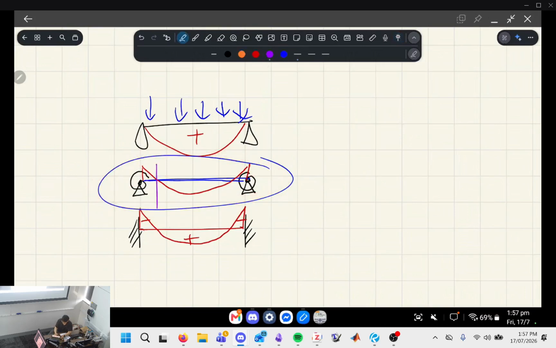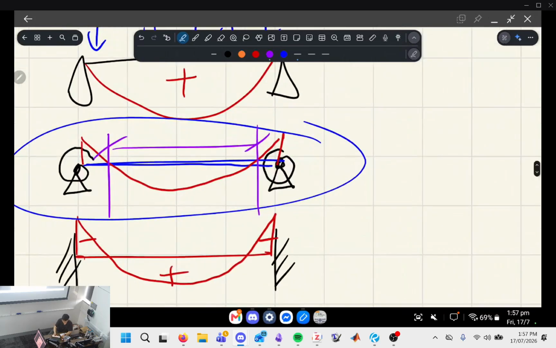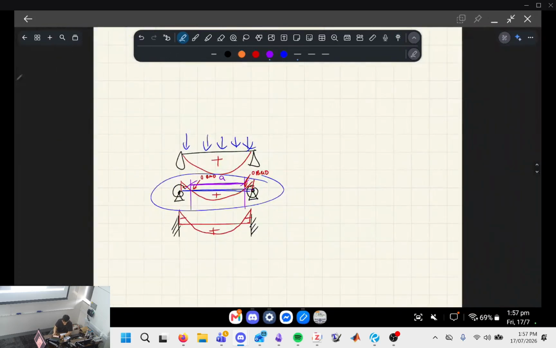All that we really care about is the distance between points of contraflexure. Contraflexure just means when your bending moment diagram switches between positive and negative bending. It means you've got 0 bending, 0 BMD at that point, and 0 BMD at that point. The question tells you already what that distance is, and that's called A. So that's the flexural span.